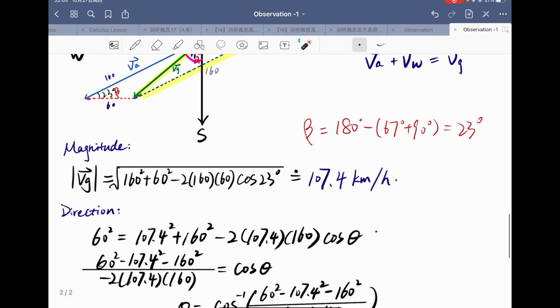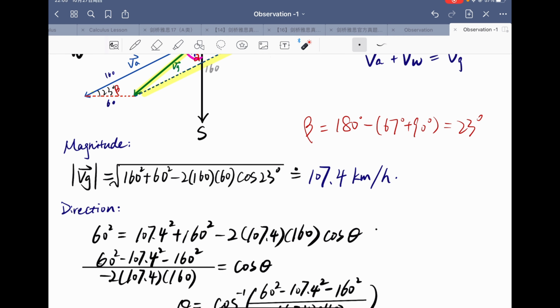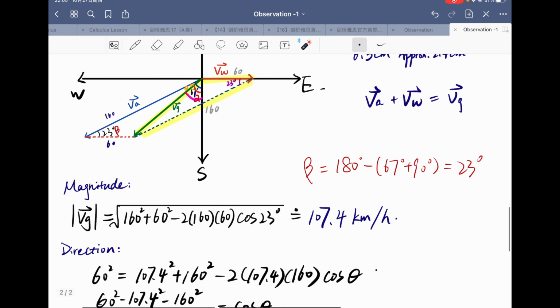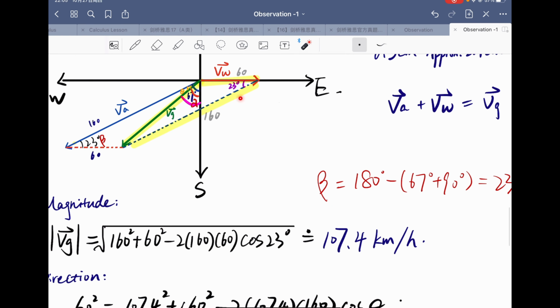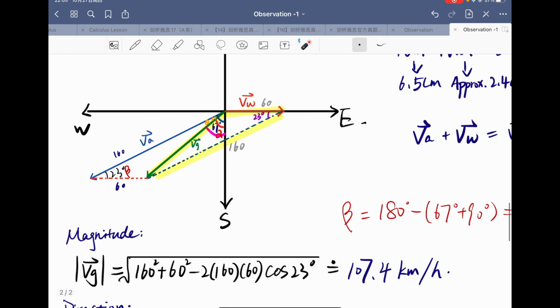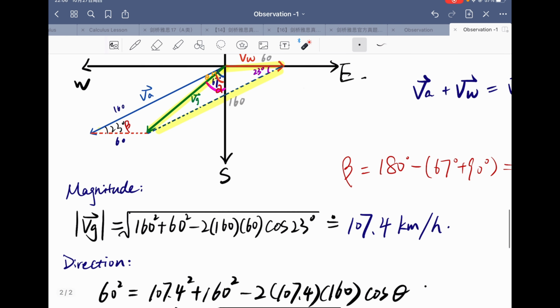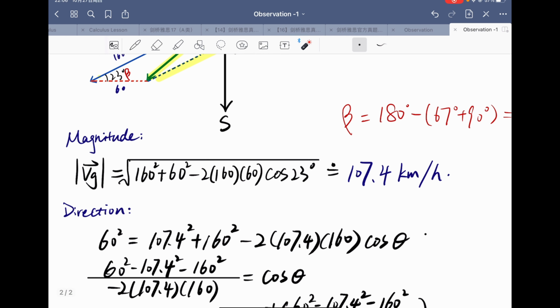Now I'm going to find the magnitude of my vector VG. Basically I use this formula here, the cosine law. You can see in this triangle, I'm using this triangle now. The opposite angle of this vector VG is here, 23 degrees. So I put 23 degrees after the cosine, and put the other two sides inside this formula, 160 and 60 here. After calculation, I get its magnitude approximately equals 107.4 kilometers per hour.